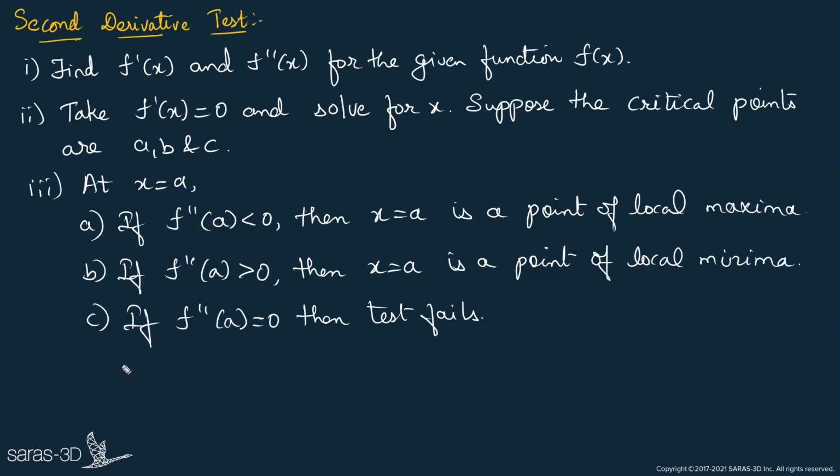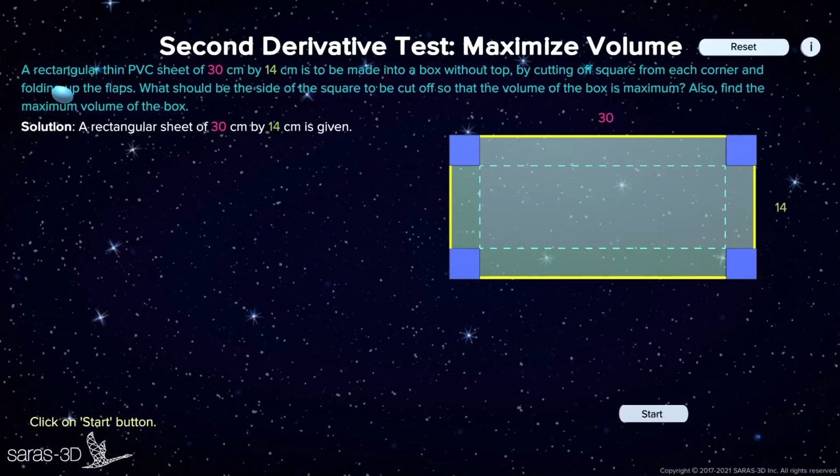So now let us take a look at a real life example and try to see how we can solve it using this concept of second order derivative test. So here, let us look at this example. A rectangular thin PVC sheet of 30 cm by 14 cm is to be made into a box without top by cutting off square from each corner and folding up the flaps. What should be the side of the square to be cut off so that the volume of the box is maximum? Also, find the maximum volume of the box.